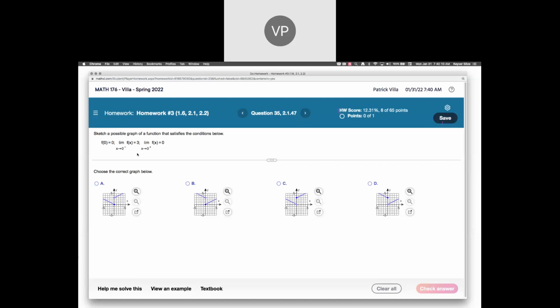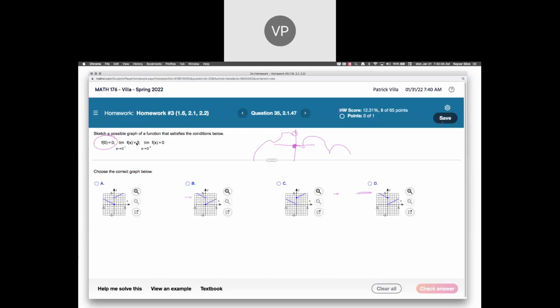Now they want us to sketch a possible graph of the function that satisfies the conditions below. So f of 0 is 0, which means we're going to have a point at the origin. Try to draw that. But as you come in, the limit of the function as you approach 0 from the left is going to be 3, and if you approach it from the right, it's going to be 0. So it's going to look something like this. From the right, it's going to be approaching 0, and I just made that on purpose. But from the left, it's going to do something that approaches 3, kind of like that.